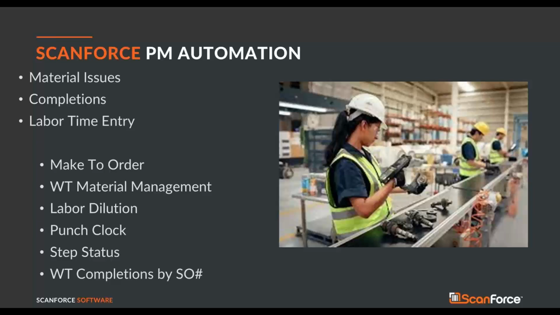So labor dilution, what it would do is it would automatically dilute that labor and assign 20 minutes to each of those jobs to make it more realistic. Okay, punch clock, step status, work tickets by SO. There's multiple others. I'm not going to go through all of them piece by piece today because today was really more about receiving, not manufacturing. But if you have interest, I would love to show this to you.